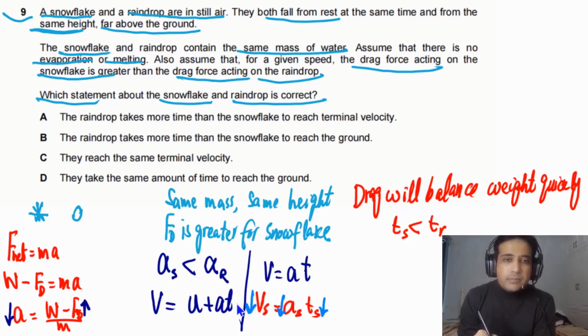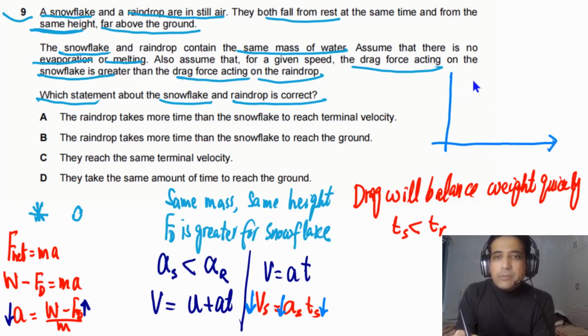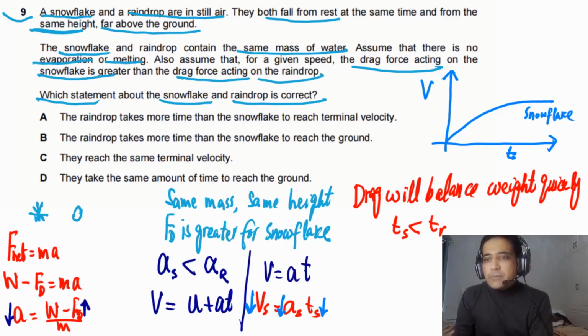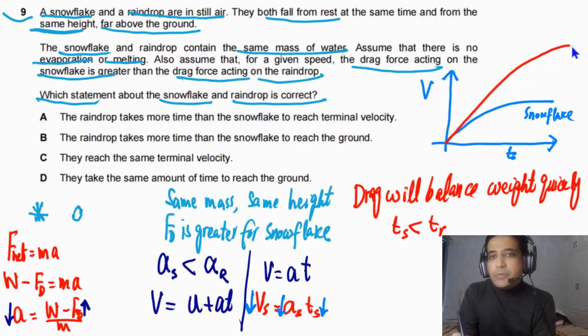We can also sketch this one. So imagine that we have in this case V against T graph. So if we sketch first of all for the snowflake, let's say this is for snowflake, it reached terminal velocity. We can say this is for snowflake, so it reached this terminal velocity. But if we sketch this one for the raindrop, raindrop will take longer time and its acceleration also will be greater, so maybe it reached terminal velocity somewhere here. So this is the terminal velocity. So this one will be for raindrop.